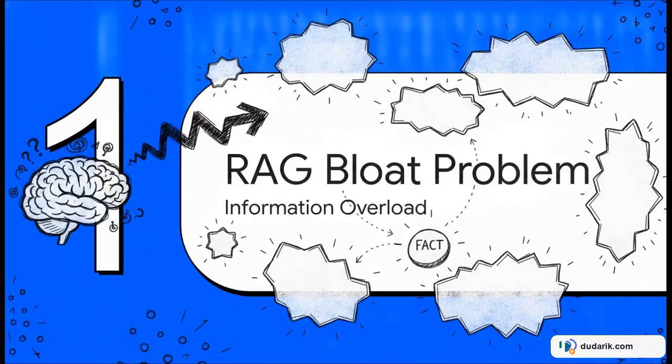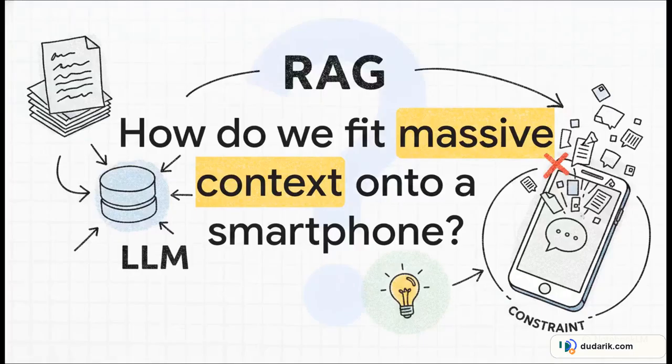All right, part one, the RAG bloat problem. So we all know retrieval augmented generation, or RAG, is absolutely essential for getting accurate AI answers. But here's the elephant in the room. How on earth do we fit all that massive AI context onto a smartphone? Feeding thousands of retrieved documents into a mobile device's AI is physically constraining. The hardware just isn't there yet.